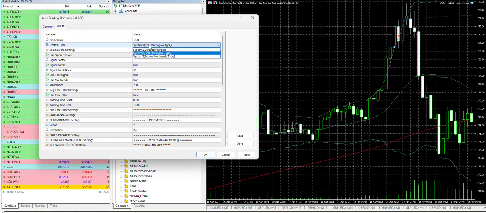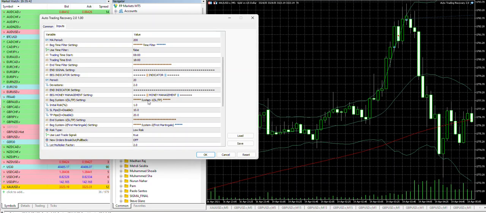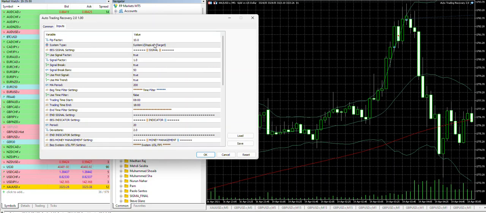So first we have three systems. The first system is use stop loss and target. You can set here the initial risk percentage. This one does not use any recovery system, any martingale, any guide. It does not use any of this. Just use stop loss and target.